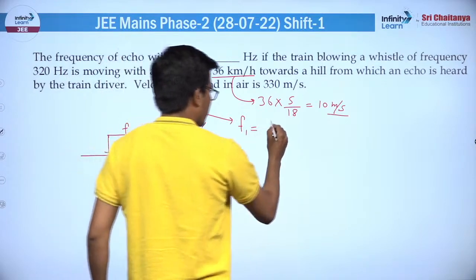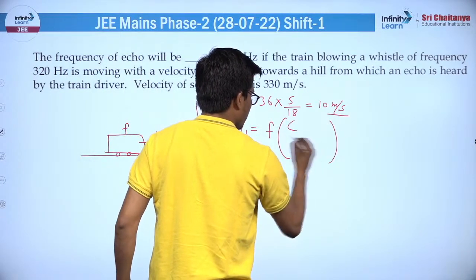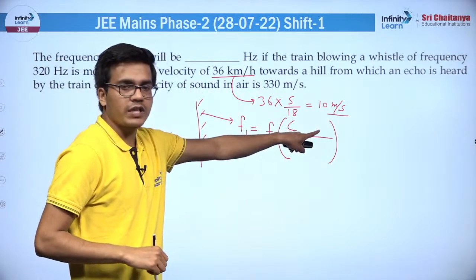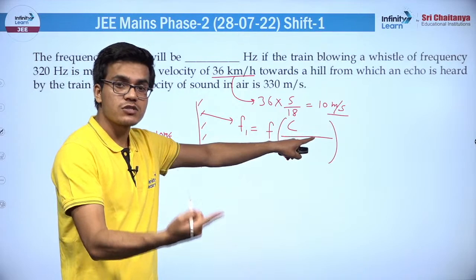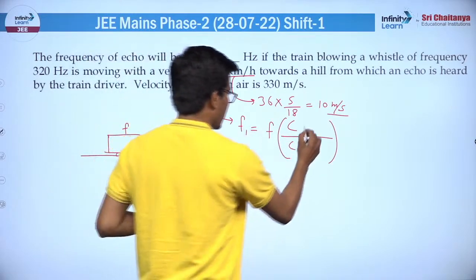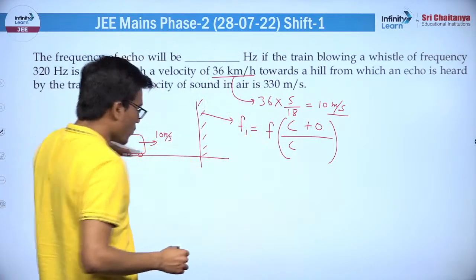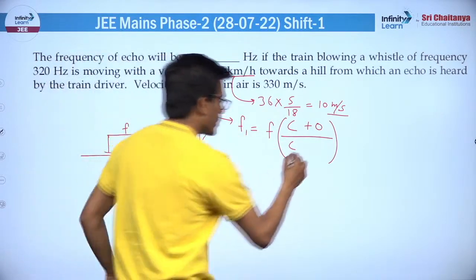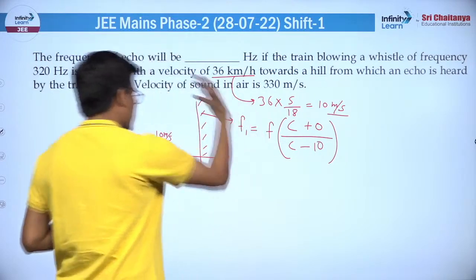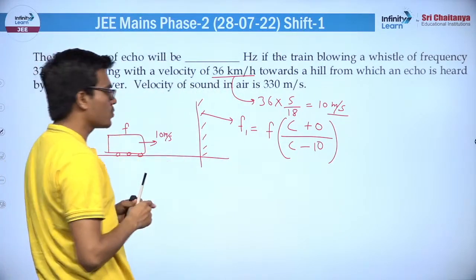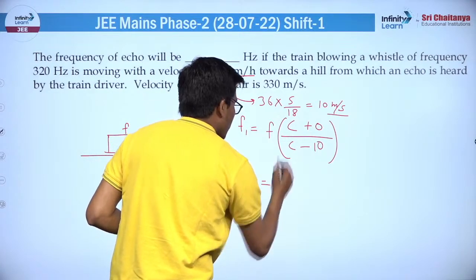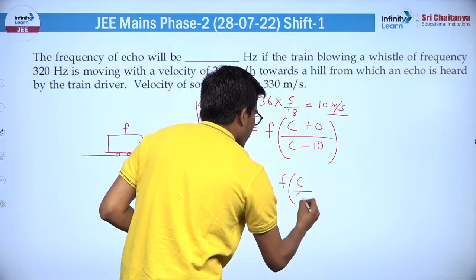So due to the Doppler effect, f, c is the speed of sound, and in the numerator we have the velocity of the observer, and in the denominator the velocity of the source. So the observer is the wall which is at rest. The source is moving towards the wall, means frequency should increase, so it should be minus 10. Now the same frequency will reflect and will reach the train driver, so the frequency of echo will be this frequency.